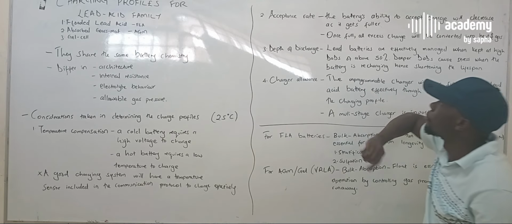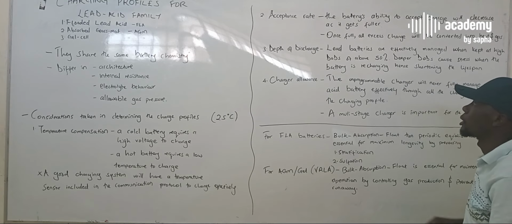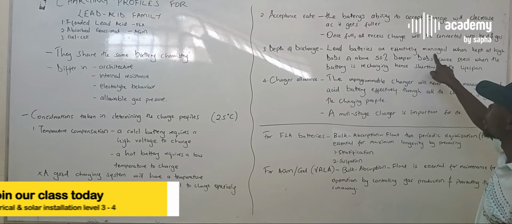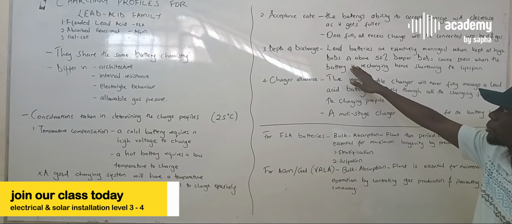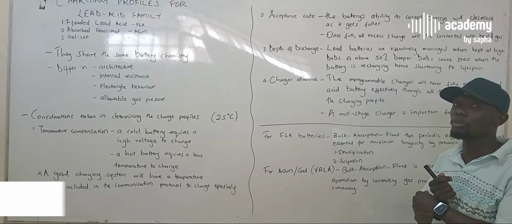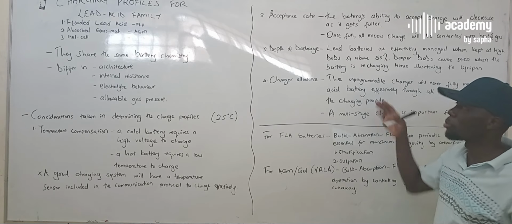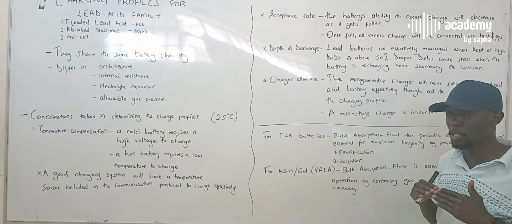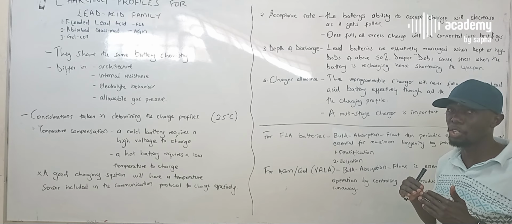Depth of discharge. Now, it's important to know that lead acid batteries are effectively managed when kept at high depths of discharge. And in some of our previous sessions, we've said that this high depth of discharge is normally 50% and above. For a lead acid battery, always maintain at least 60% DOD.